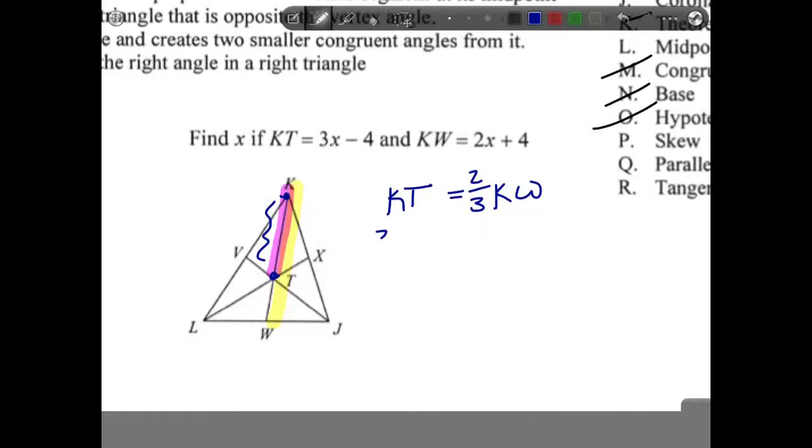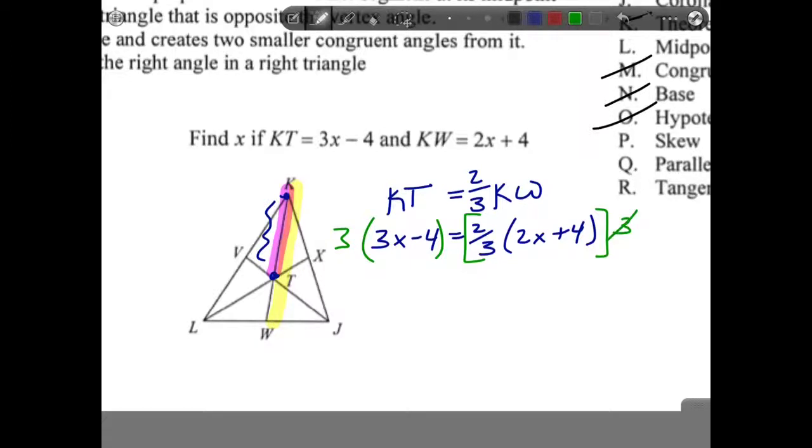KT is smaller than KW. Now just plug in, KT was 3x minus 4. KW is 2/3 times 2x plus 4. A couple things you can do. I think what you guys probably liked in class the best was multiplying the entire thing by 3 on both sides. So that 3 will cancel with the denominator there, and this 3 over here will give me 9x minus 12 is equal to 2 times 2x plus 4.